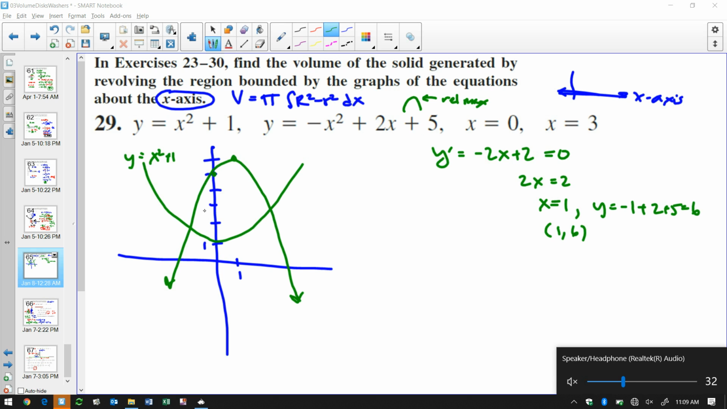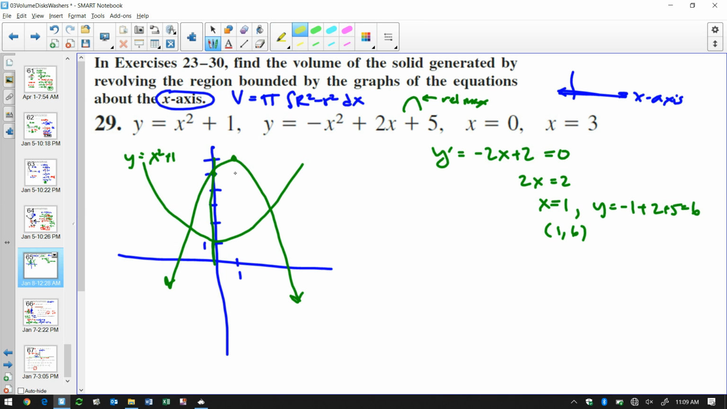Okay, I'm going to take the region bounded by these two graphs plus x equals 0. X equals 0 is right here, so this wall over here. Let me highlight this part right here. Let me get this point to see where x equals 3 is going to be. I don't know if x equals 3 is going to be to the left or the right of this intersecting point.